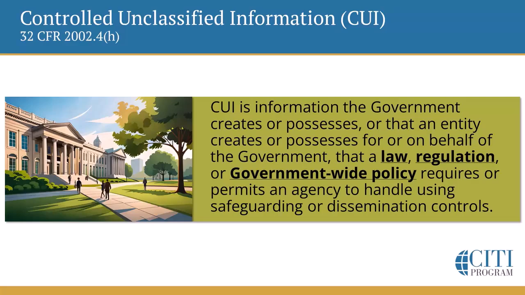CUI is information the government creates or possesses, or that an entity creates or possesses for or on behalf of the government, that a law, regulation, or government-wide policy requires or permits an agency to handle using safeguarding or dissemination controls.